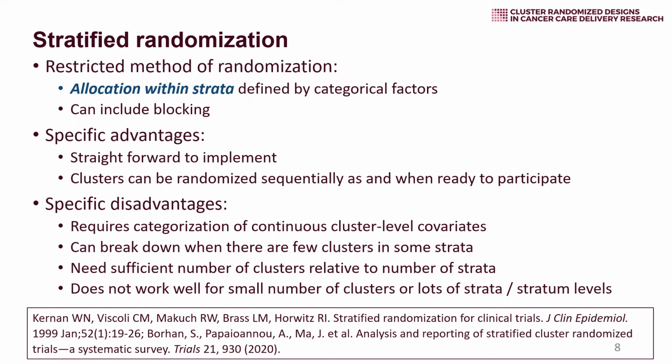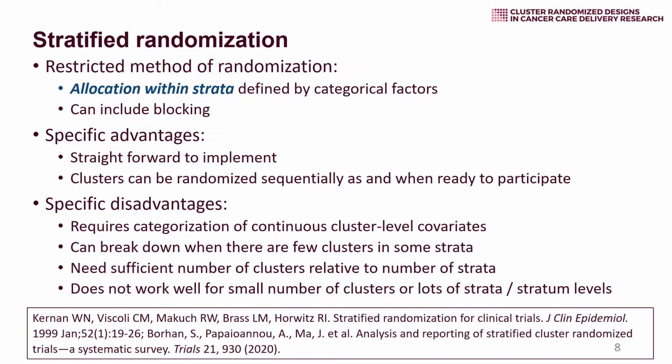In stratified randomization, this is a restricted method of randomization where we allocate within a strata defined by some categorical factors, and it can include blocking if we want. It's quite straightforward to implement, but the disadvantages are that it requires categorization of any continuous cluster level covariates. It can break down when there are only a few clusters in some of the strata.